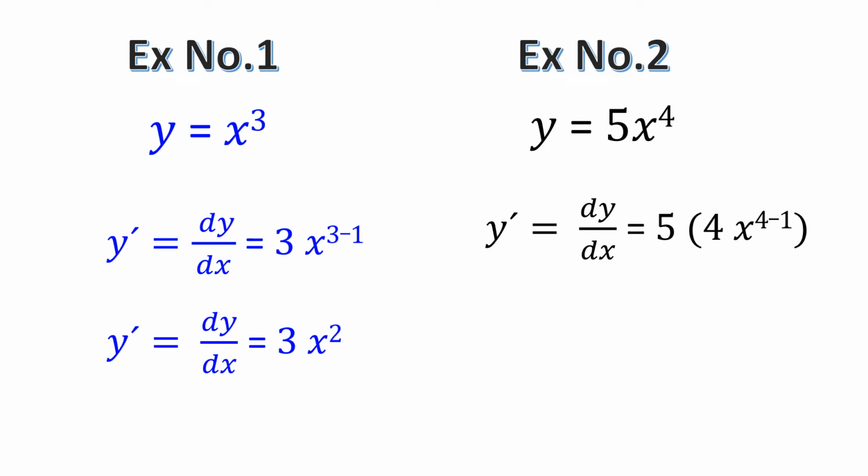from this 4. After that this 5 will multiply with this 4 and you will get 5 times 4, 20, x raised to power 4 minus 1, that is 3. So this will be the derivative of 5x raised to power 4.